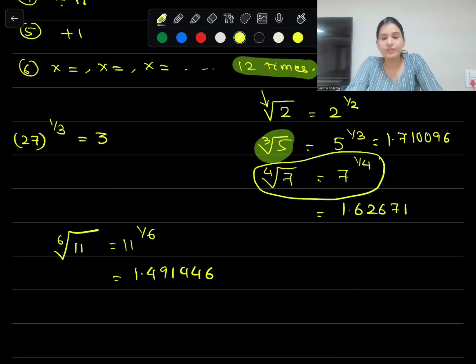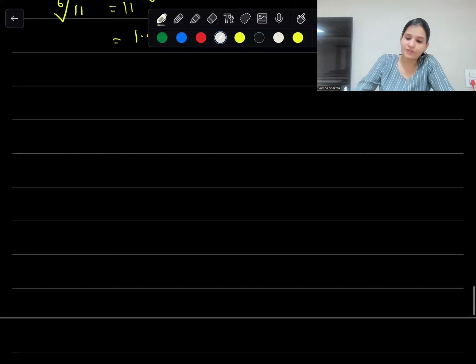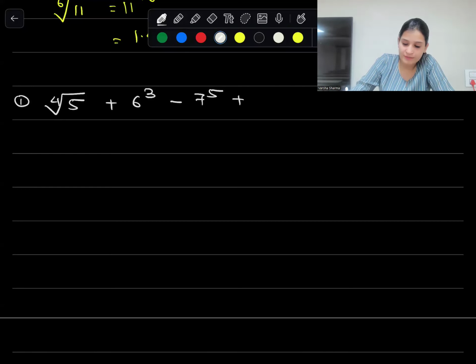Any problem with any of the tricks yet? No, ma'am. Let's do a couple of questions first. 4th root of 5 plus 6 power 3 minus 7 power 5 plus 2 power 10. Calculate.